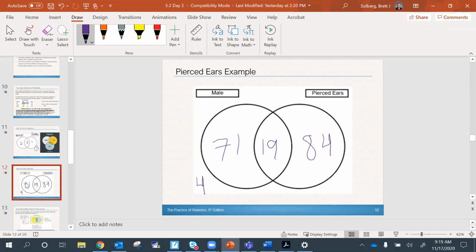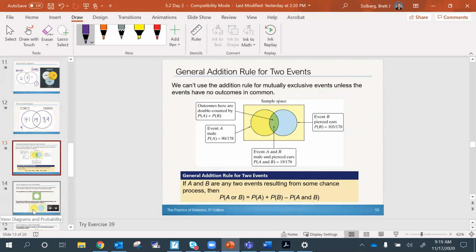All right? So one of the skills you need to have is to be able to take information and put it in a two-way table or a Venn diagram. And we like this because now we can figure out probabilities here, okay? So when I'm looking at this Venn diagram here, this will show us some different ones. Let's just read through this. General addition rule for 2 events. We can't use the addition rule for mutually exclusive events unless the events have no outcomes in common.